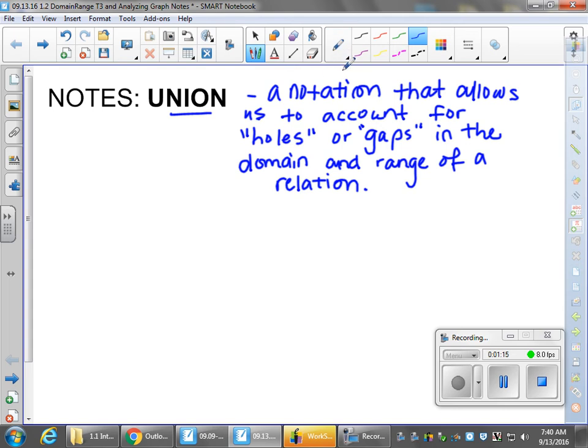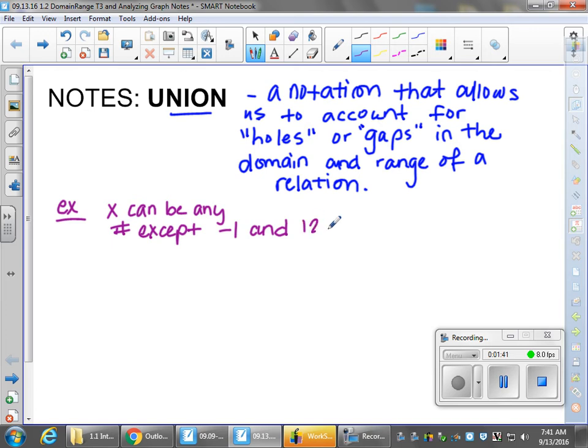So let me start off with a word example. If I told you x can be any number except, give me a negative small number. Negative 1, and give me a positive value between 1 and 20. 12, I heard. Okay, so x can be any number except negative 1 and 12. And so here we'd be talking about the domain or the range. Domain, because we're talking about x values. Good. The way that I would represent that is strictly with interval notation.